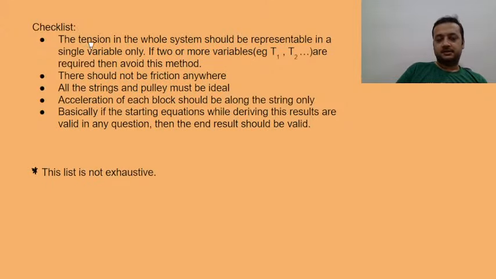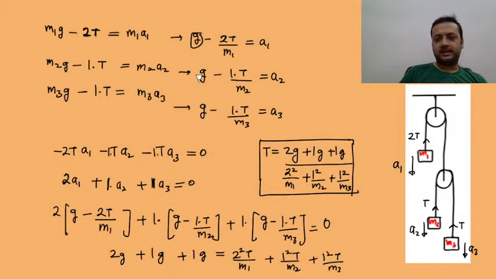So what is the first thing you should check? The tension in the whole system should be representable in a single variable only. If there are more than one variable like T1, T2, then avoid this method. In all the questions that I took, tension was representable in T only. It's fine to have 2T, 1T, half T, 3T, 4T, it's okay. But T1, T2, T3, that means different tensions, that is not allowed.